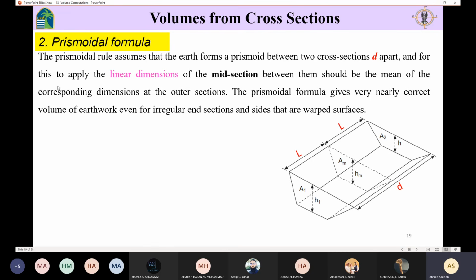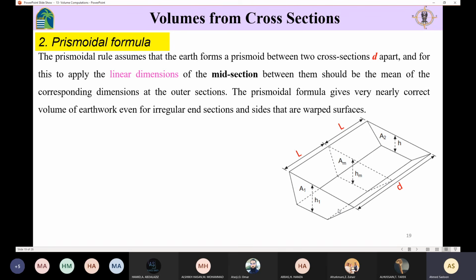In this formula, the Prismoidal rule assumes that the Earth forms a prismoid between two cross sections that are D apart. So here, again, in this method, we are going to use the cross sections. Here we have A1 and here we have A2, and D represents the distance apart between the cross sections.